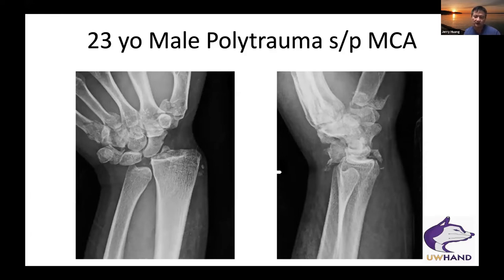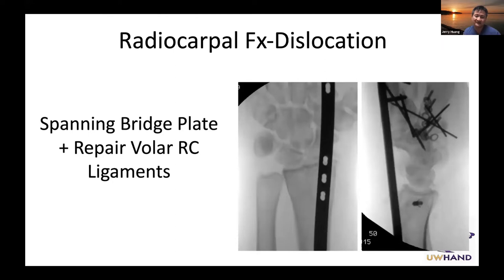You guys did a great job going over the overview by Dr. Walter Schei earlier and discussion earlier. With these, I think this is your perfect indication. Before a bridge plate, you're looking at X-fixing it and doing some type of volar radiocarpal ligament repair.